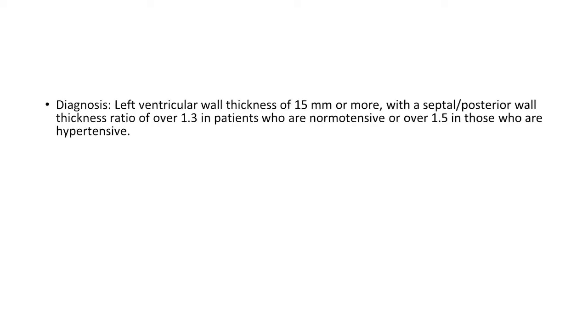So how do we diagnose on an echo? See, echo diagnosis is by left ventricular wall thickness of 15 millimeters or more, with the septal wall divided by posterior wall thickness ratio being more than 1.3 in normotensive patients, or more than 1.5 in patients who are hypertensive.